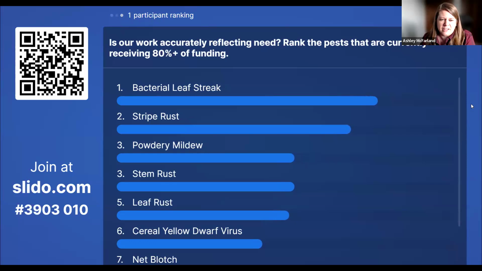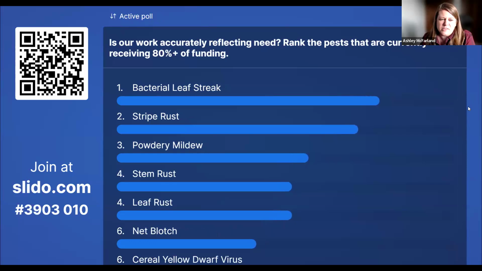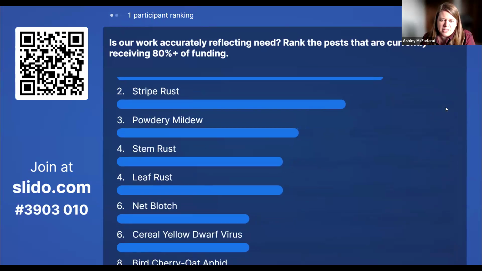All right, just give it a couple more seconds here. All right, so what I'm seeing, we've got bacterial leaf streak perhaps coming out as the priority with stripe rust following, and then the powdery mildew. I'm a little interested, and feel free to chime in: are we having more concerns about powdery mildew, perhaps because of an increased interest in winter barley, or are we just seeing powdery mildew be a problem universally?